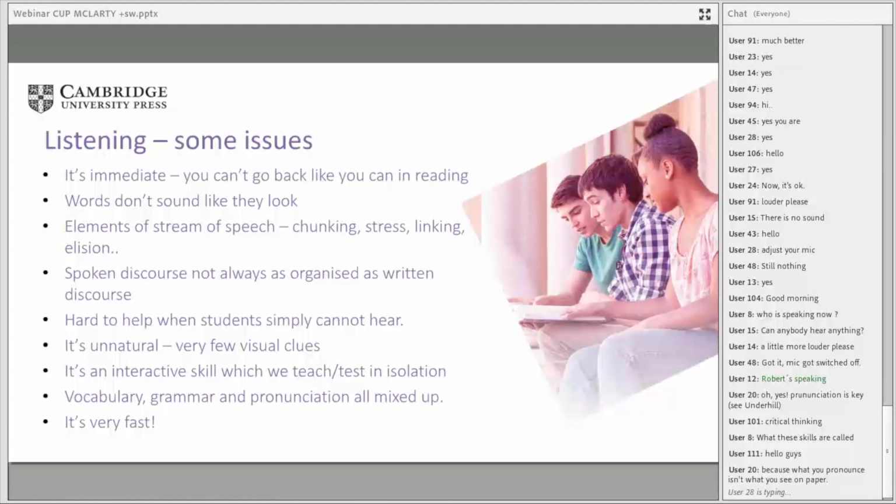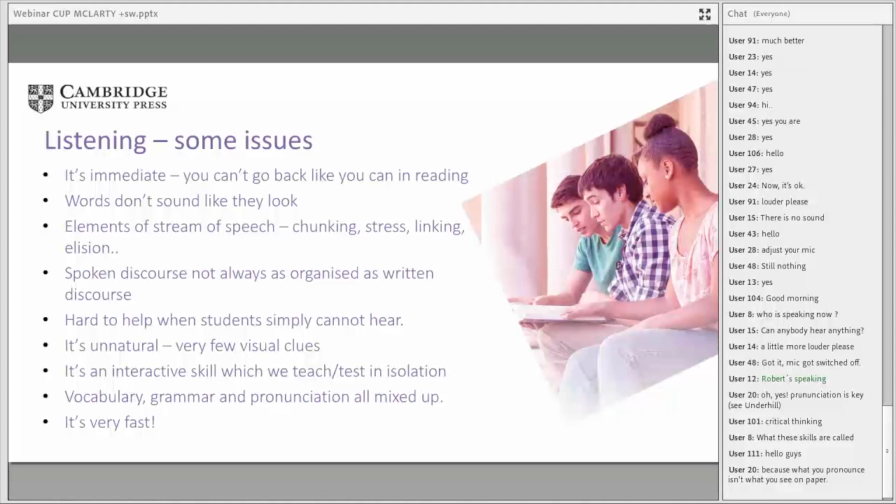Spoken discourse isn't as well organized and as clearly organized as written discourse. So we repeat more, we jump back, we have half sentences, we interrupt, and we carry on other people's sentences. All of these are hard for our students to get to grips with. And it's hard for us as teachers to actually help when students simply cannot hear, because we don't really know why they can't hear. We can surmise, we can try to find out, but we don't really know what's going on inside the brain when we ask students to do a listening activity.